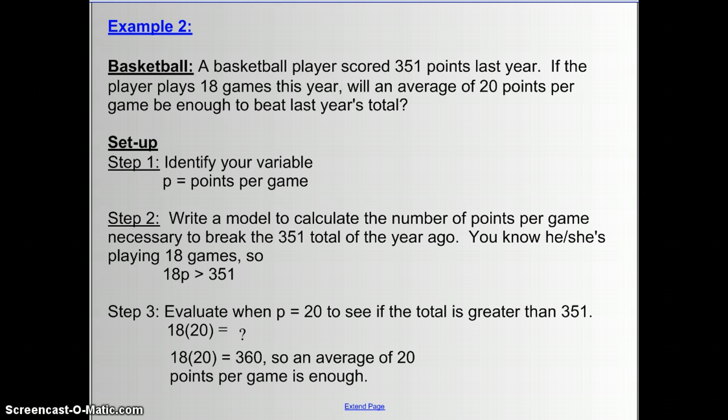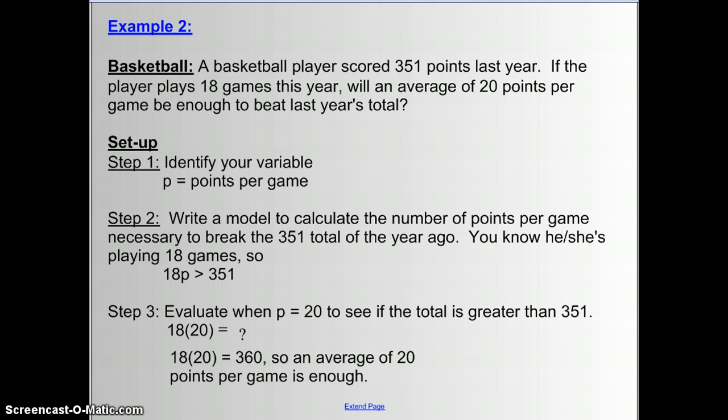In example 2 about basketball, a basketball player scored 351 points last year. If the player plays 18 games this year, will an average of 20 points per game be enough to beat last year's total? Again, the first step is to set up and identify your variable. We're going to define it. We're going to let P equal the number of points per game. So we're going to write a model to calculate the number of points per game necessary to break the 351 total that he had a year ago.